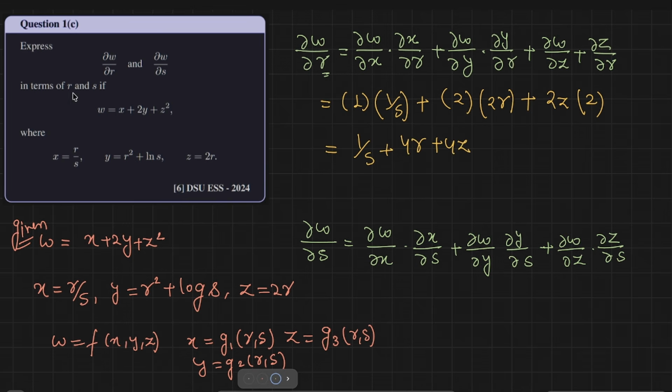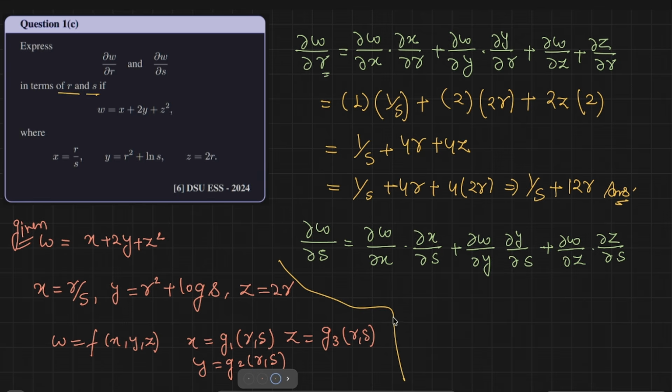Now what is written is, find in terms of r and s. It means we have to put the value of z again. So z is equal to 2r, and it will be 1 by s plus 4r plus 8r, which is 12r. This is the answer for the first derivative.